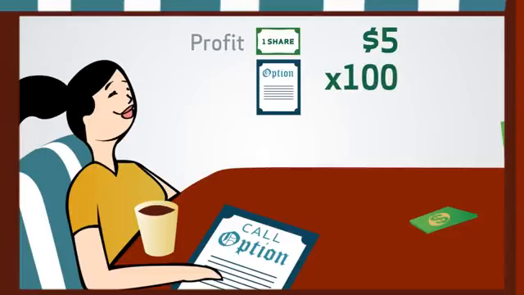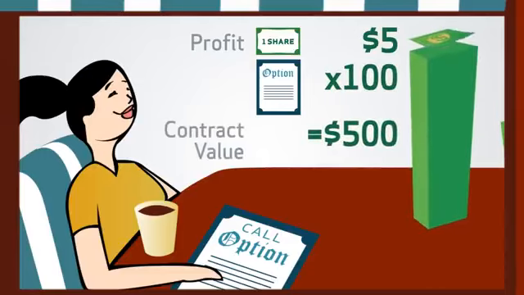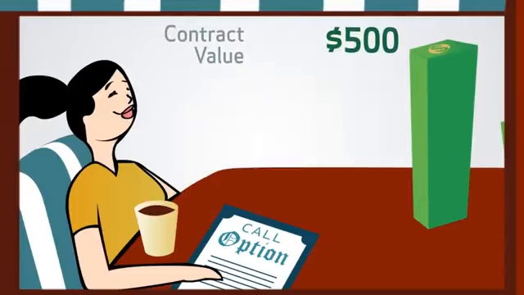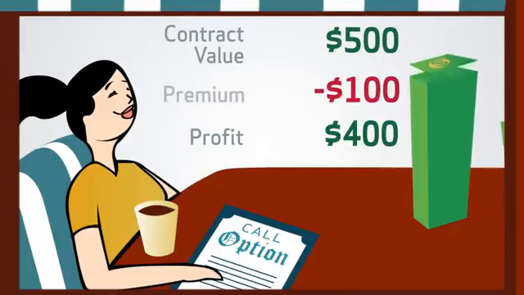Because shares of Stone Curb have risen by $5, the buyer's contract is essentially worth $500. If our buyer sold her contract, she could potentially make around $400 in profit, the value of her contract minus the $100 premium she originally paid for it, as well as any commissions and fees.